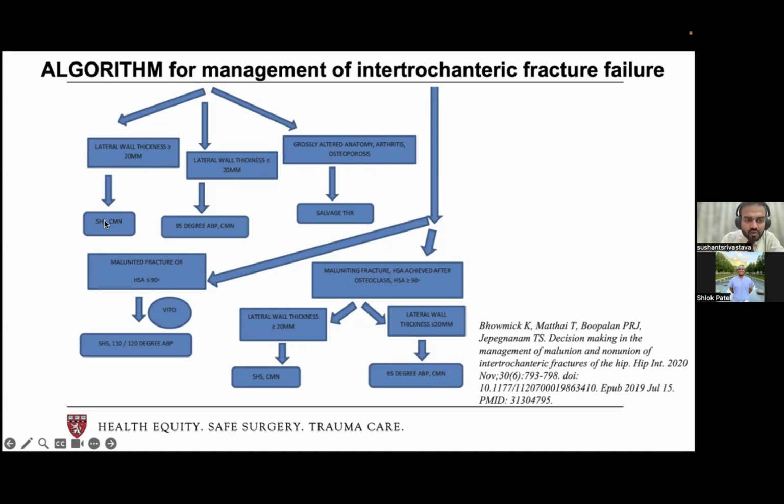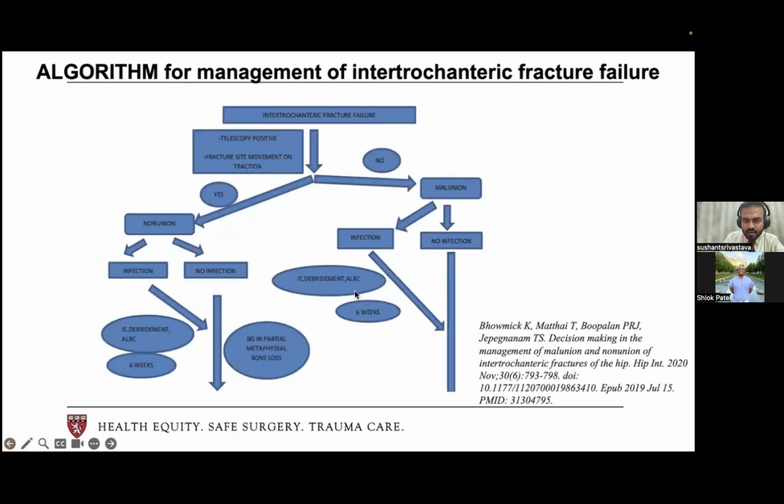So now you'll go ahead and do a sliding hip screw or a cephalomedullary nail in a lateral wall thickness more than 20 mm. In lateral wall thickness less than 20 mm with shattering, a 95-degree angle blade plate with a cephalomedullary nail. And in grossly altered anatomy or arthritis and osteoporosis, one needs to go ahead and do the salvage total hip replacement. Now, this was for the non-union.